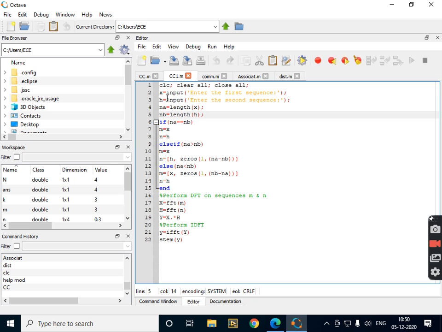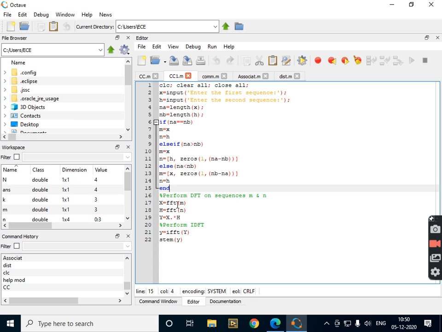m equals x, n equals h: we assign the first sequence and second sequence to the new set of variables m and n. If this condition is true, then else if and else will not be executed. Directly end will be executed. Control will come out of the if block and line numbers 17 and 18 will be executed.